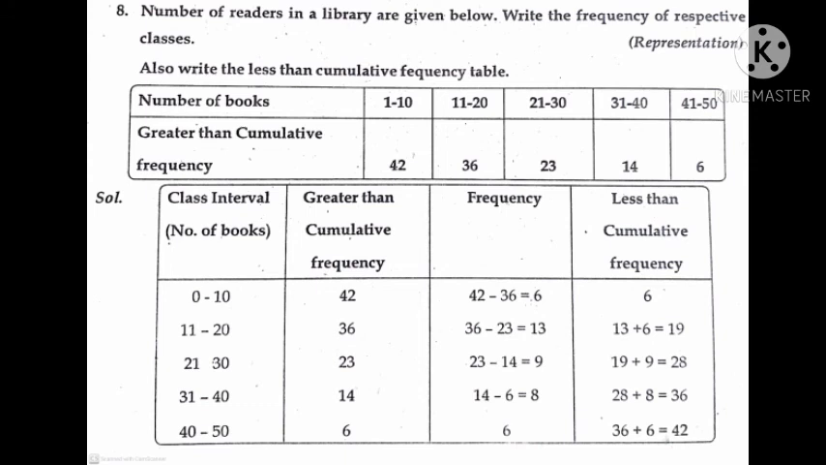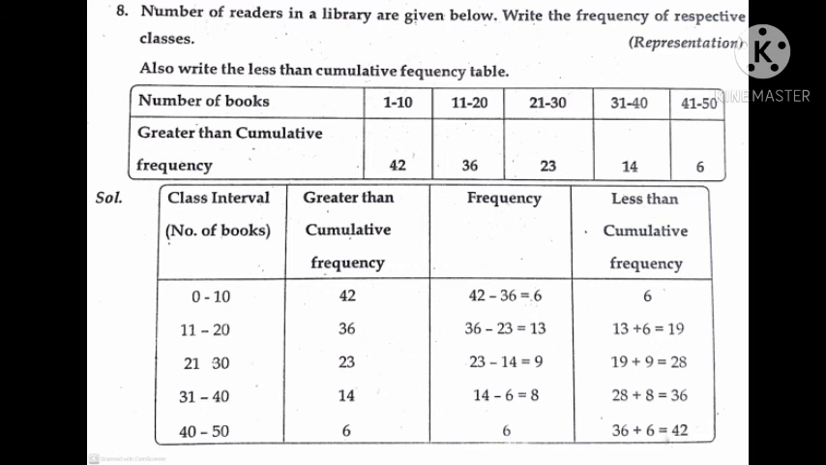Solution. First create the table with four columns. The first one is class interval, which indicates number of books. Then greater than cumulative frequency. Next one frequency. Next one less than cumulative frequency. First, the class interval is copied from the question, and also the greater than cumulative frequency.